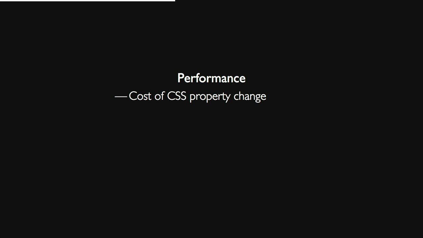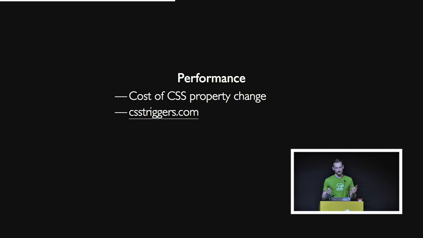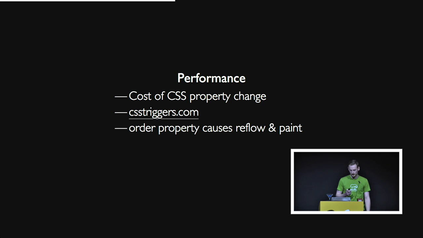There's a few things that happen, and depending on what CSS property you change, different things happen. A really good website you should check out is csstriggers.com. It has a nice little search tool. You can search for a CSS property, and it'll tell you whether it causes a paint, does it cause a reflow, or does it just cause a composite? Looking up the order property, whenever you update it, it causes a reflow and a paint, which is expensive in the browser.